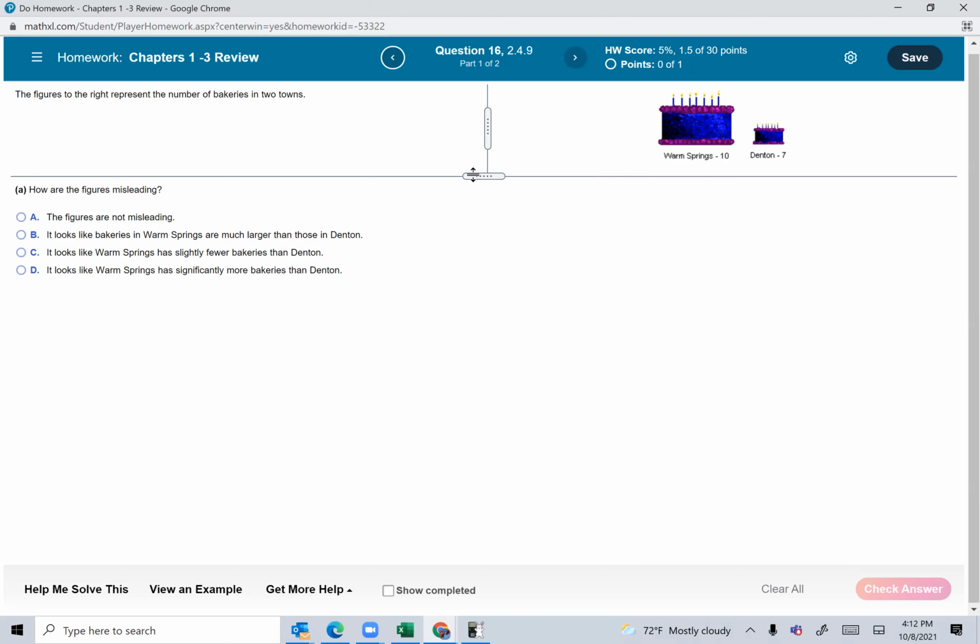Can you guys, without looking at the answers, tell me how this one is misleading? He put Warm Springs 10 and Denton 7. Probably this costs $7.10. How is this graph misleading? It's obvious. It's like 1/10 of the size when it's only like 3 units smaller. You got it. Excellent. That's very good. That's exactly it. It looks like bakeries in Warm Springs are much larger than those in Denton.